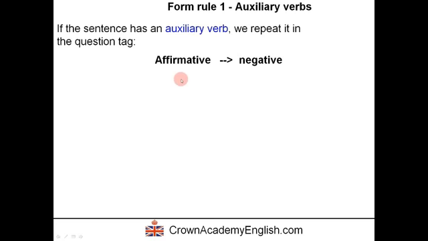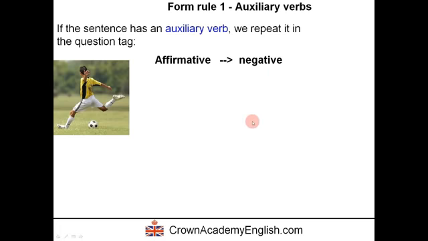So first, let's look at affirmative sentences with a negative question tag. Mark can play football, can't he? So Mark can play football. This is the auxiliary verb. It's in fact a modal verb. It's an auxiliary verb in the affirmative. And so we repeat the same auxiliary verb in the question tag. And of course we transform it into the negative. Mark can play football, can't he?